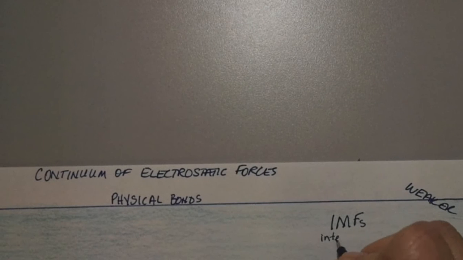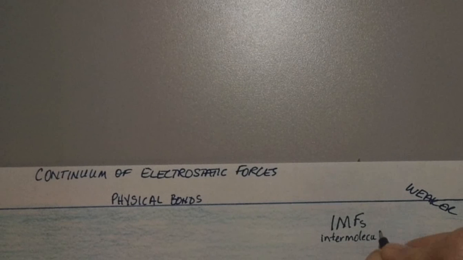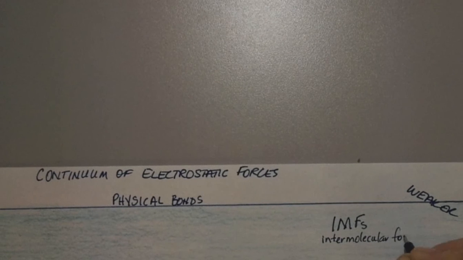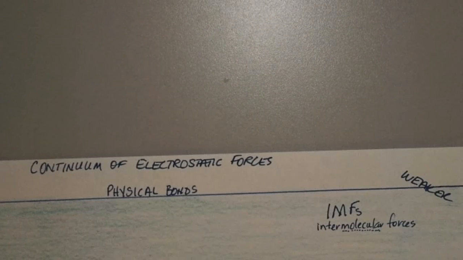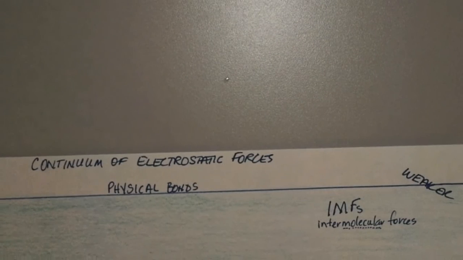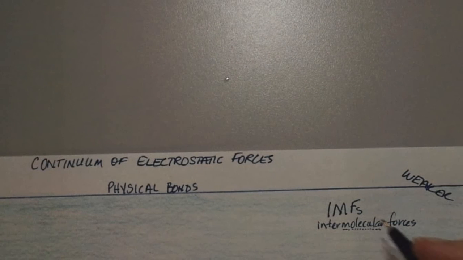Intermolecular forces. Notice it's molecular, not ionic. So these are between molecules. This is what we're talking about, between molecules. So ionic compounds don't have intermolecular forces. And the reason for that is because when you have an ionic compound, if one ionic compound is attracted to the other, they're all hooked up in one crystal. So intermolecular forces.